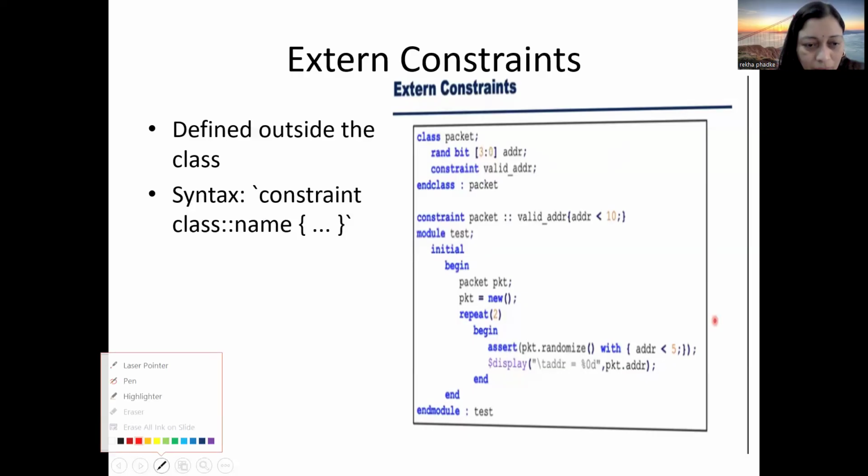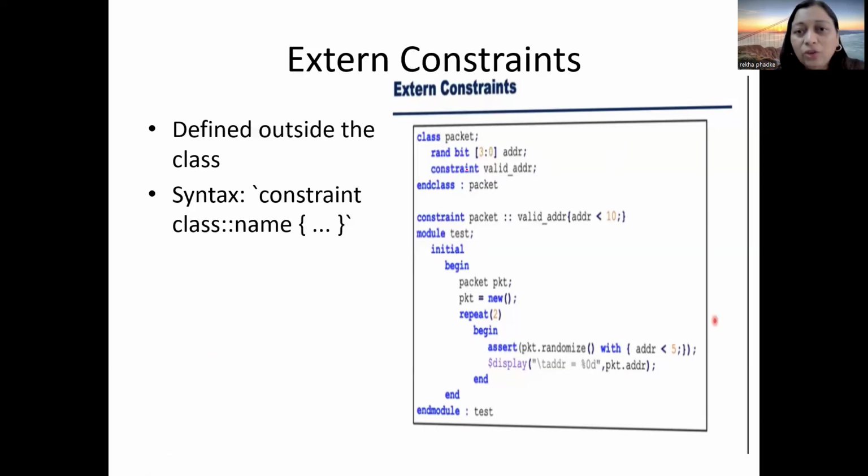You can use the constraint feature on any variable of your class using the scope resolution operator. Earlier we used to define all the constraints inside the class. What if you decide later that you want one of your variables to have a constraint and it's not defined inside the class? Then yes, you can do it outside with the scope resolution operator. Okay. And I'm using the with operator here, which is the inline constraint we have used here, for ADDR to be less than 5.